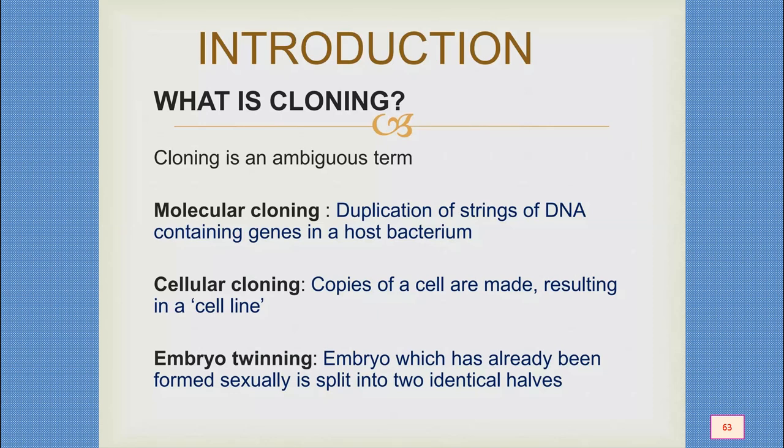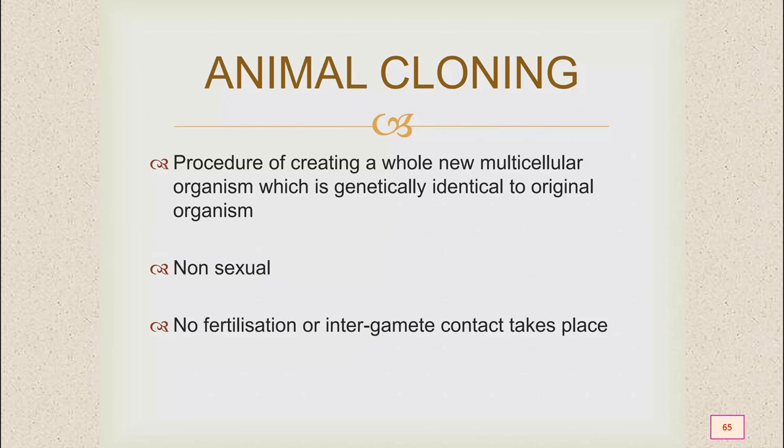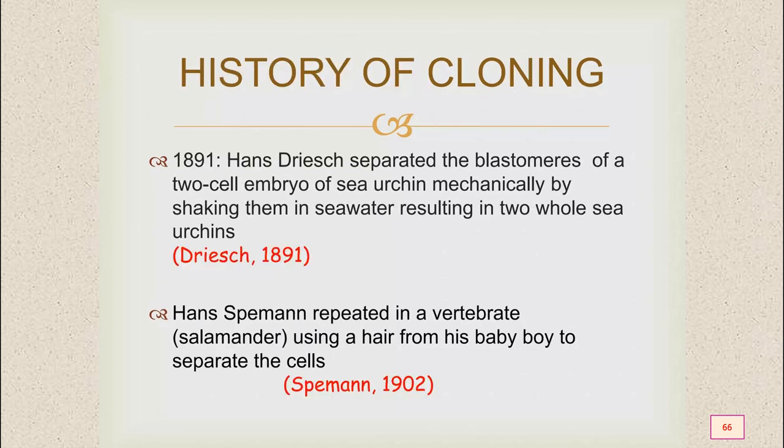Molecular cloning, cellular cloning, and embryo cloning. Then a clone is the replica of the original animal, and in case of animals it is somewhat less used as the cost of treatment is very high. So at this moment we have to wait and see. It is a non-sexual production of offspring animals. No fertilization, nothing. Then Hans Driesch separated the blastomeres of embryos in sea urchin. Then later it went on several times.